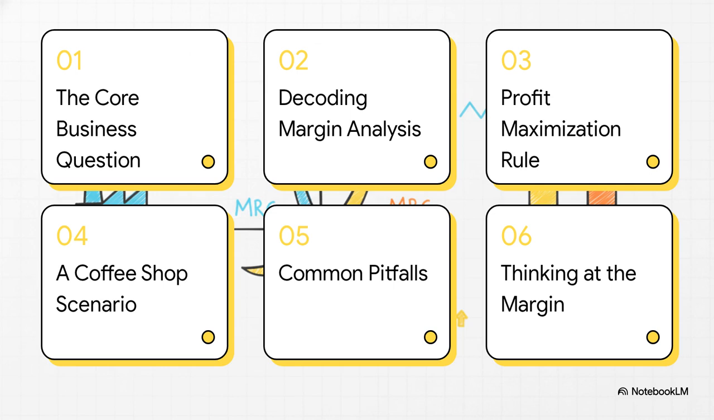We'll start with the fundamental problem every business owner faces. Then, we'll decode our key tools, marginal revenue and marginal cost. After that, we'll uncover the central rule for profit maximization. We'll apply it to a practical, everyday example, a coffee shop. And then we'll wrap up by discussing some common mistakes that I see students make so you can avoid them.